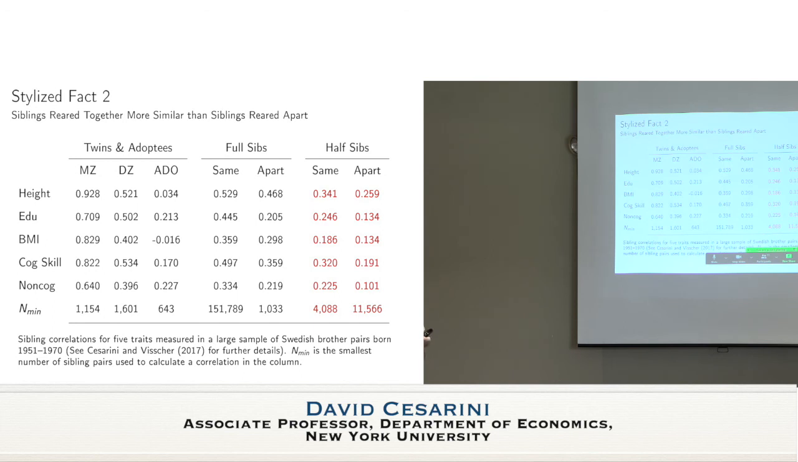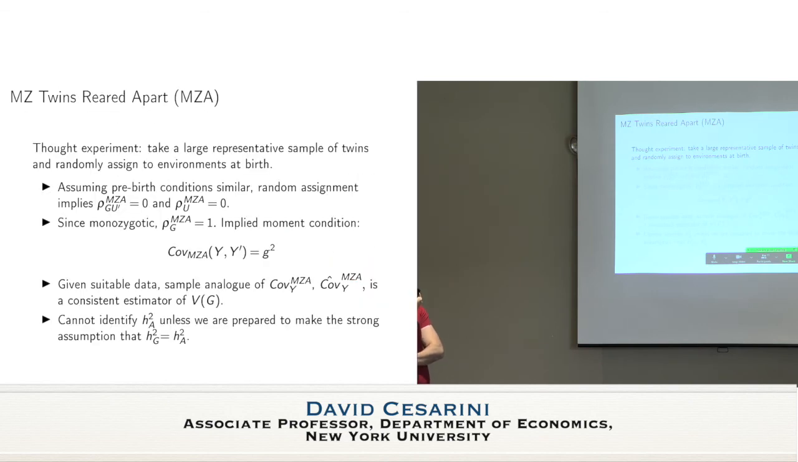This is the second striking feature when you look at these data. To think about how you might go about quantifying, separately identifying, these effects of the shared environment from shared genes, it's useful to consider thought experiments. So here's one thought experiment. We'll go through a couple and just talk about them.